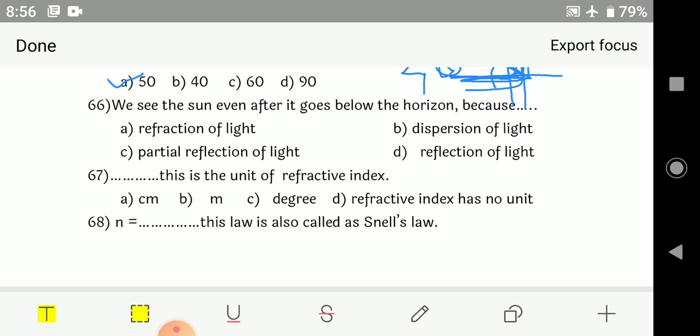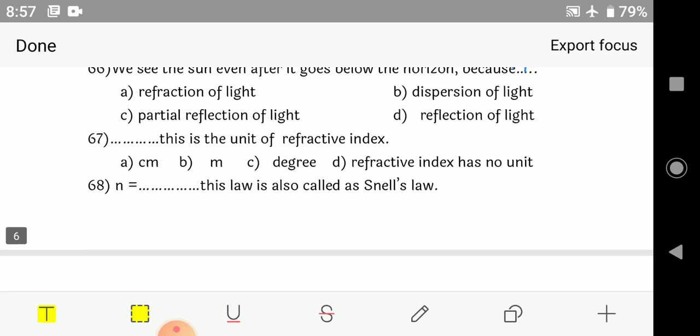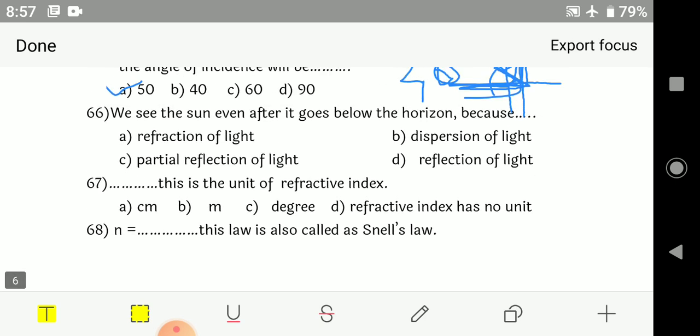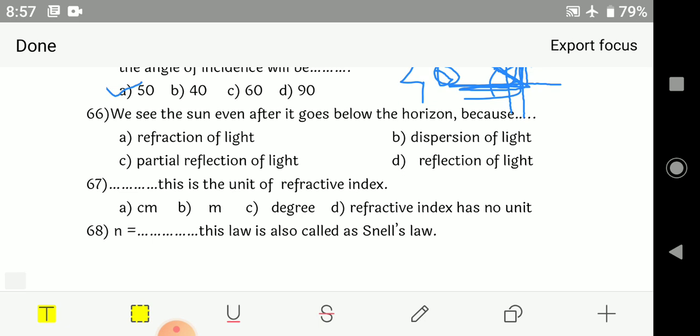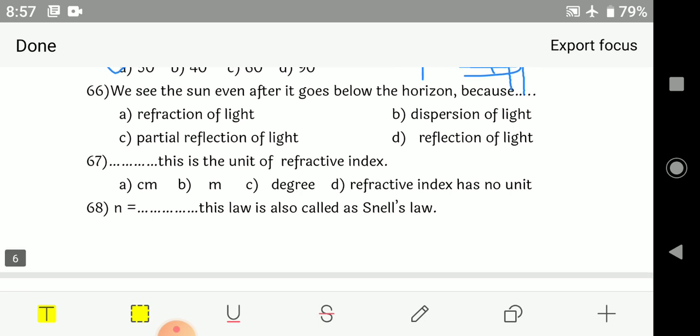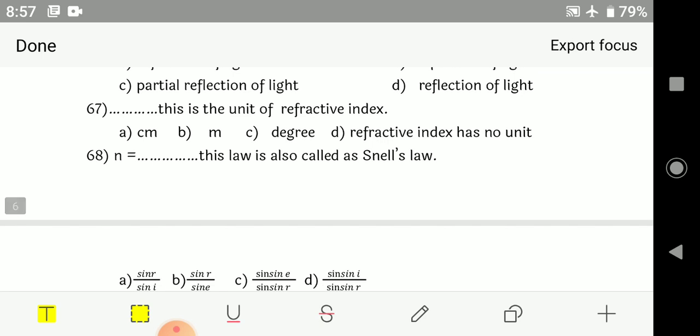Next is, we see the sun even after it goes below the horizon because of refraction of light. (67) Dash is the unit of refractive index. Refractive index doesn't have any unit, so option is D.